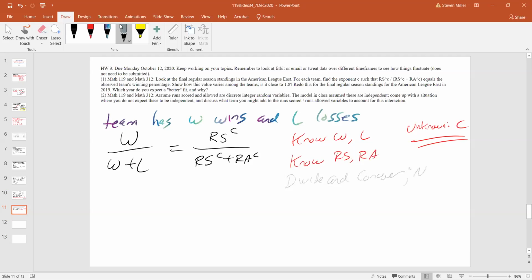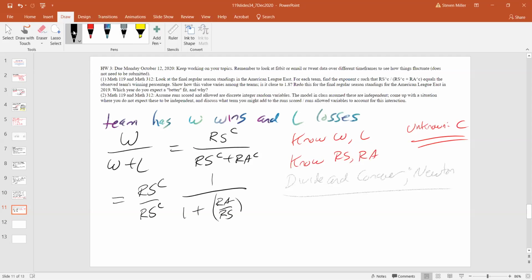Or we could use Newton. There is another way, which was pointed out by someone in the class. We could actually do some algebra. If we pull out a runs scored to the C from the numerator and the denominator, we get runs scored to the C, runs scored to the C, 1 over 1 plus runs allowed over runs scored to the C.